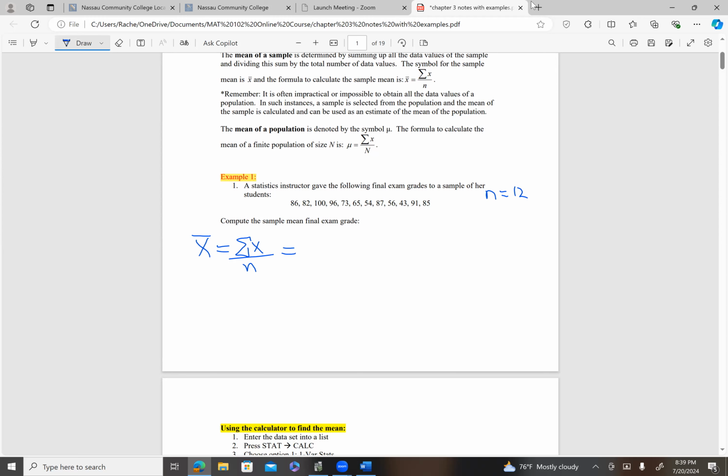So I'll give you a minute to pause, and you can add up these numbers in the data set. I'm going to do it as well. I'm not going to do it using my calculator with you just because it's time consuming, but I know you all know how to enter these data values into the calculator and just add them up. So add up 86 plus 82 and so on and so forth. So I'm going to have you do that and get the total.